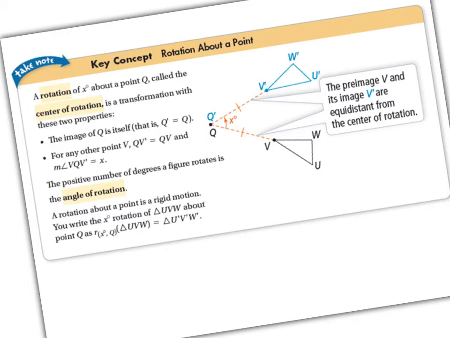Rotations are going to involve degree measures. In this picture, it's x degrees about point Q, called the center of rotation. The image of Q itself is Q prime. In this way, Q is the center of rotation, so it will stay itself. For any other point like V, the distance from Q to V and Q to V prime are going to be equal. None of that changes. It's just the angle that it is away from the center of rotation.